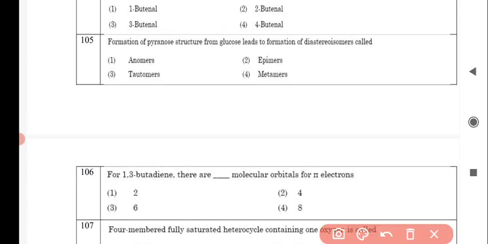Next question is, formation of pyranose structure from glucose leads to formation of diastereoisomers called, and the correct answer is option number 1, anomers. Next question is, for 1,3-butadiene there are dash molecular orbitals for pi electrons, and the correct answer is option number 2, 4.